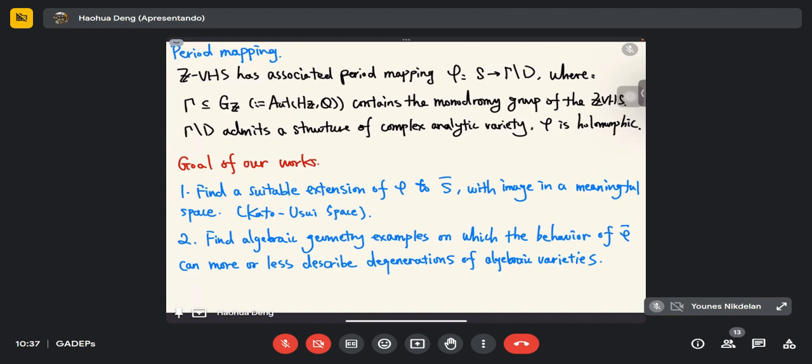By the way, our goal is, for such a given period mapping, either abstract or coming from a geometric family, to see if we can find a suitable extension of phi from S to S bar. We want to extend phi to the compactified base S bar, with the image in a suitable extension of Gamma\D. In this talk, in our work, we are going to use the Kato-Nakayama-Usui space, which I will introduce later. And if we have such a Hodge theoretic period mapping extension, we also want to find algebraic geometry examples, so that we can study the degeneration of algebraic varieties by studying the Hodge theoretic degeneration of this period mapping.